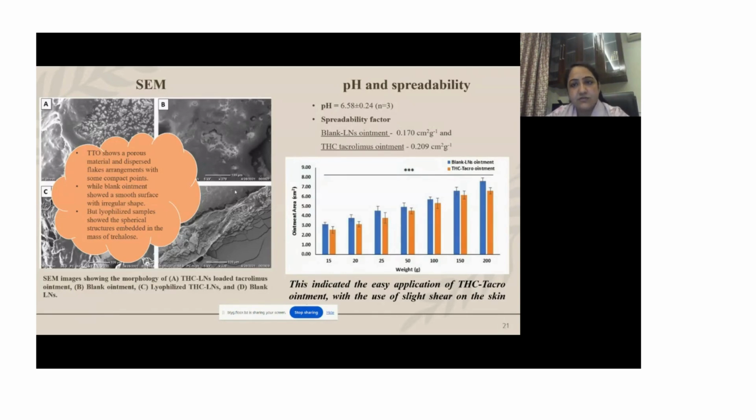So next is pH and spreadability. pH 6.58 was obtained for the nanoparticles and ointment. And there is one study I have done, that is spreadability factor. This indicates the easy application of THC tacro ointment with the use of slight shear on the skin. So the consistency was good for our formulation.